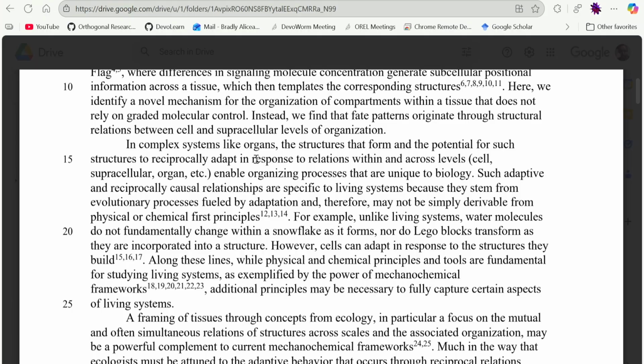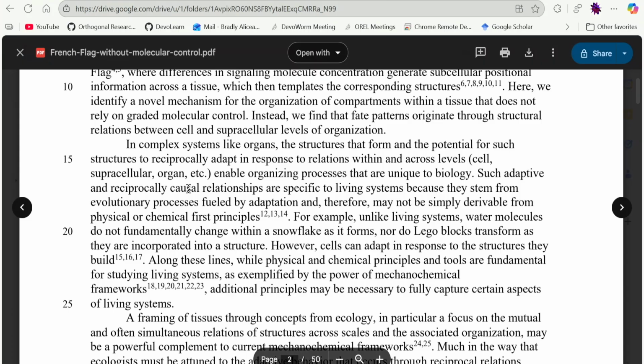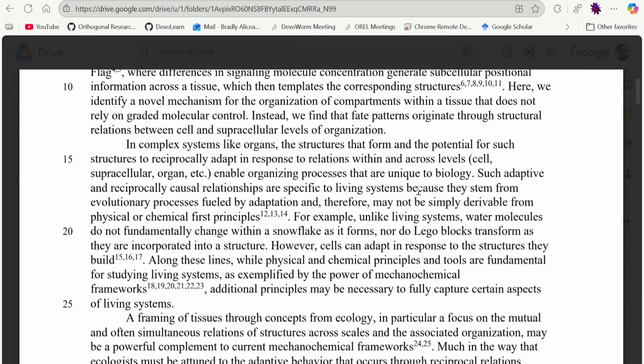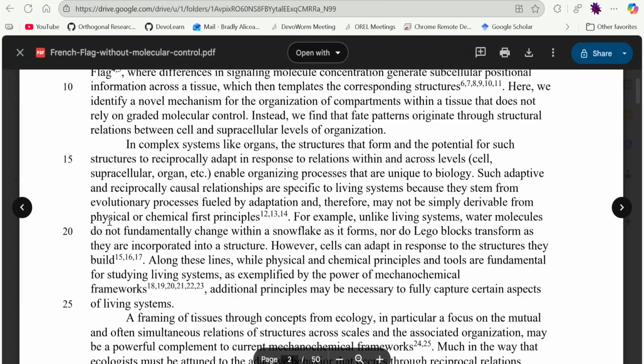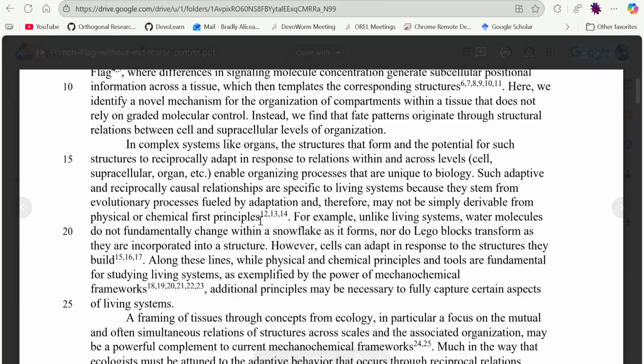And so these reciprocal relations enable organizing processes that are unique to biology. Such adaptive and reciprocally causal relationships are specific to living systems because they stem from evolutionary processes fueled by adaptation and therefore may not be simply derivable from physical or chemical first principles. So again, this is saying that this isn't chemically deterministic or physically deterministic. In other words, it isn't guided by physical constraints alone. It isn't guided by chemical signaling matrices alone.